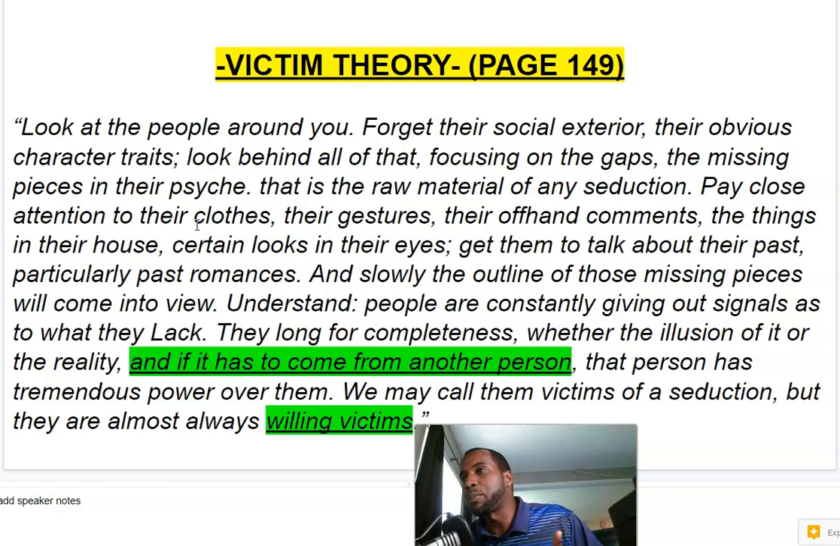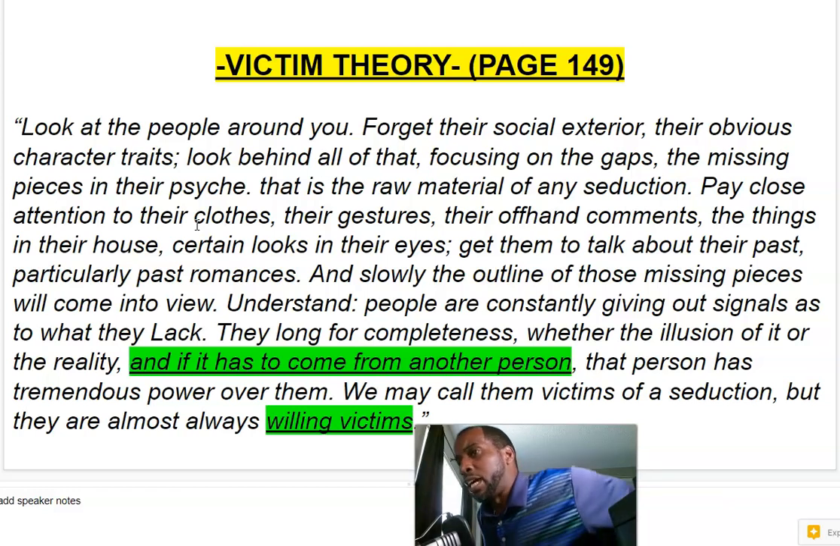It states, "Look at the people around you. Forget their social exterior, their obvious character traits. Look behind all of that, focusing on the gaps, the missing pieces in their psyche. That is the raw material of any seduction. Pay close attention to their clothes, their gestures, their offhand comments, the things in their house, certain looks in their eyes. Get them to talk about their past, particularly past romances, and slowly the outline of those missing pieces will come into view. Understand, people are constantly giving out signals as to what they lack. They long for completeness, whether the illusion of it or the reality. And if it has to come from another person, that person has tremendous power over them. We may call them victims of a seduction, but they are almost always willing victims."